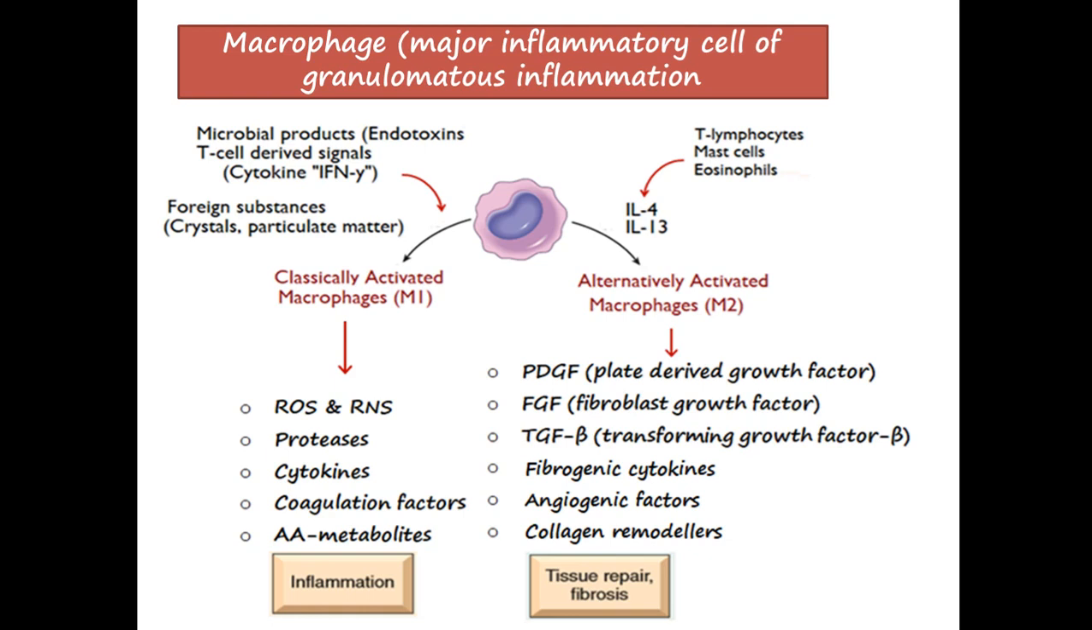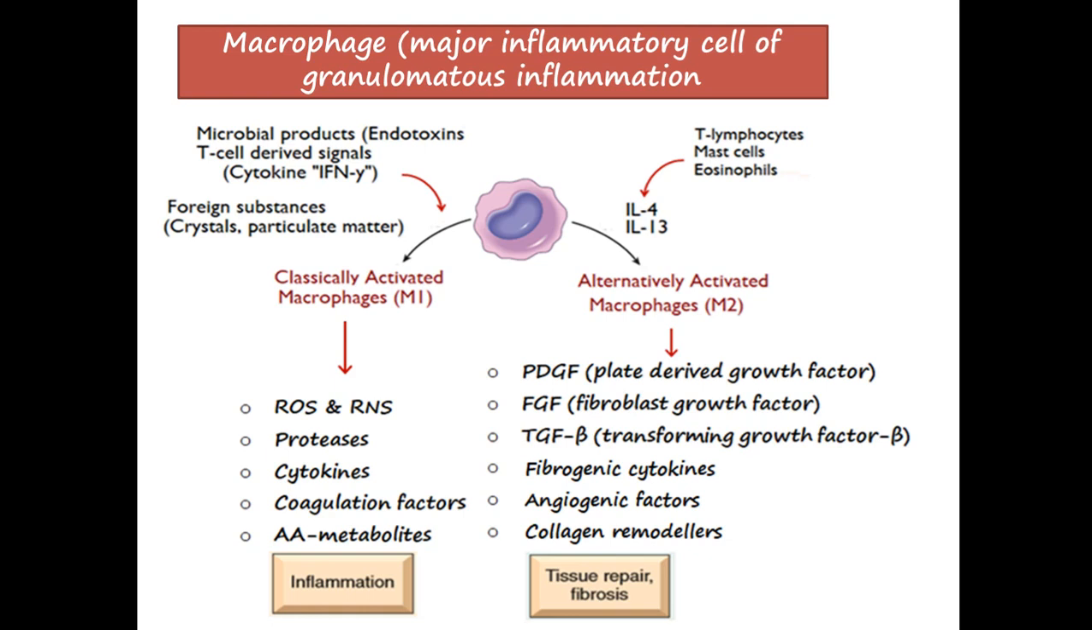The classically activated macrophage will produce reactive oxygen species, reactive nitrogen species, proteases, certain cytokines, coagulation factors, and arachidonic acid metabolites. All these play their role in inflammation. The major purpose of the classically activated macrophage is to kill the microorganism. As we know, reactive species and enzymes, and various cytokines, are also used in killing the invading microorganism.